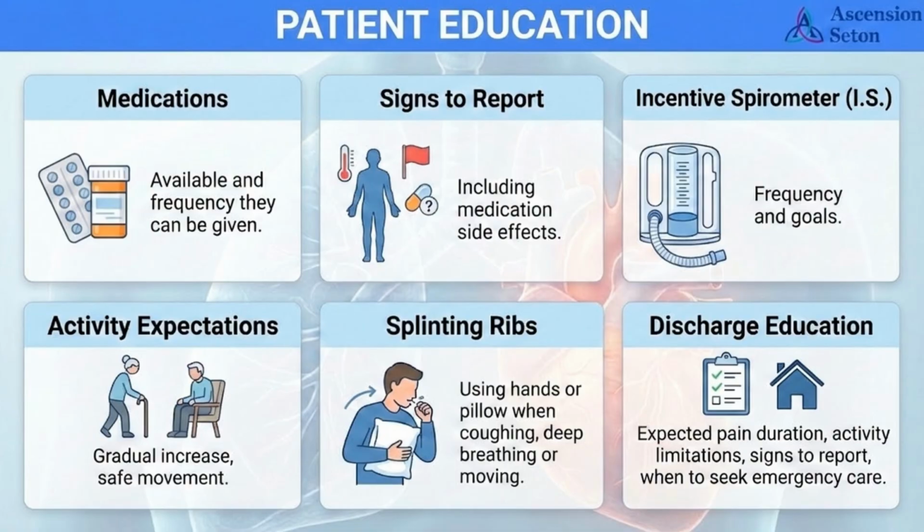Patient education should cover medications, signs to report, incentive spirometer frequency and goals, gradual activity increase, splinting ribs during coughing or movement, and discharge instructions including expected pain duration.